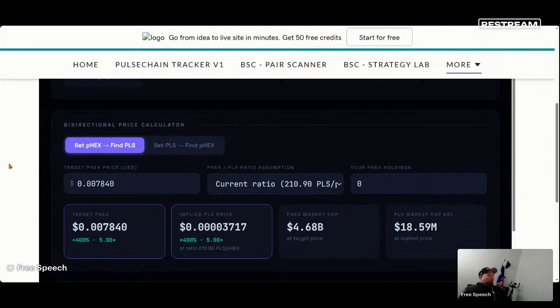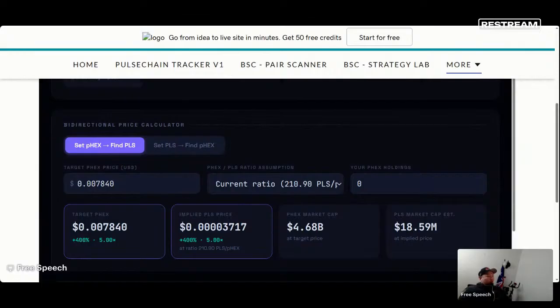So then we have bidirectional Mode B: set Pulse and find pHEX, flip it. If you believe Pulse will hit a certain price, the tool solves backwards and tells you what pHEX would be implied at that Pulse price. So if Pulse pumps, what does that mean for pHEX? Now you could see them sort of one pumps and another pumps. I'm not so sure. Again, different factors. That's why I got this tool.